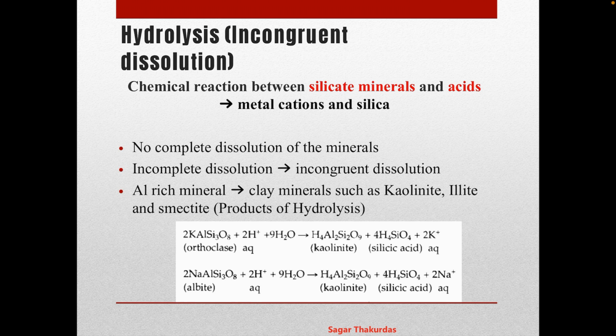The next chemical mechanism is hydrolysis, and by definition, it is the chemical reaction between silicate minerals and acids. When silicate minerals react with acids, it gives rise to metal cations and silica. In comparison to solution, you see what the difference is. In solution, the water or the acidic water reacts with the carbonates. Mostly the carbonates, the rocks or minerals such as calcite, evaporites, and halides, undergo solution. Whereas in hydrolysis, the chemical reaction is between silicate minerals, which are more resistant, and acids to give rise to metal cations and silica.